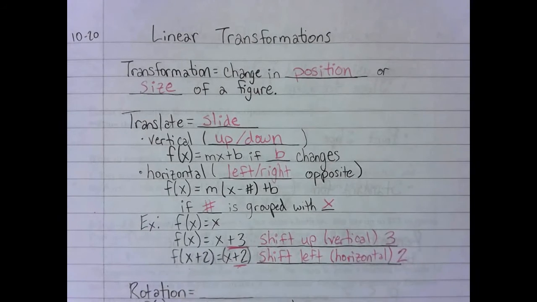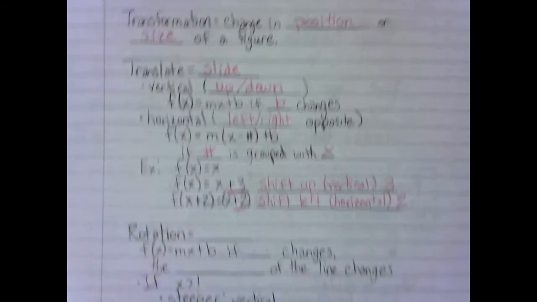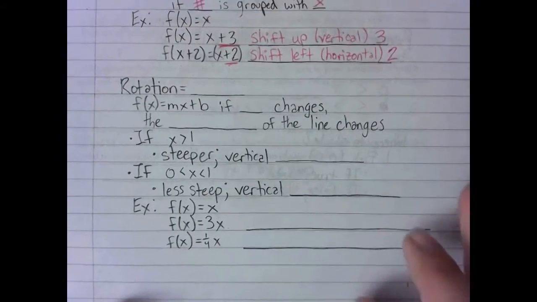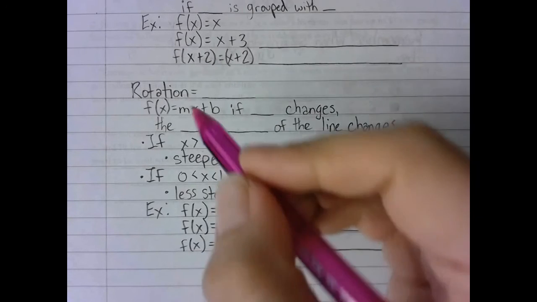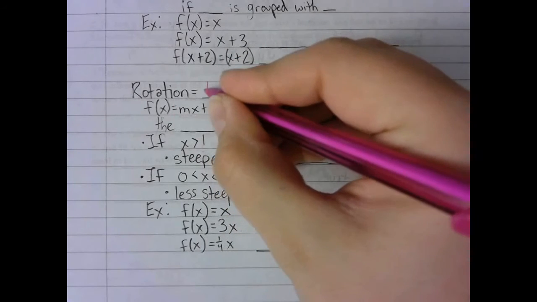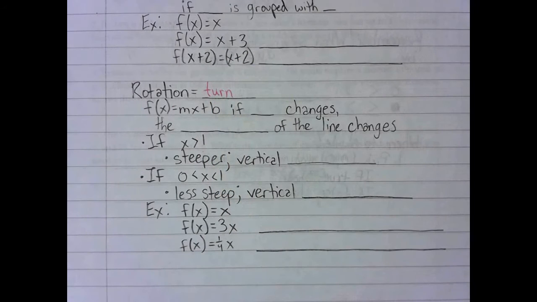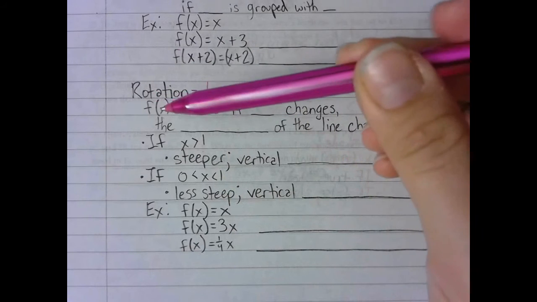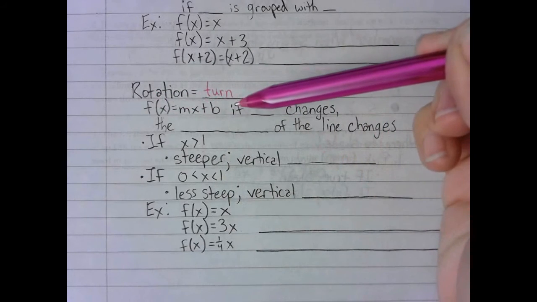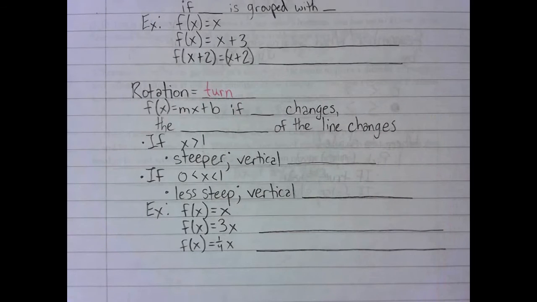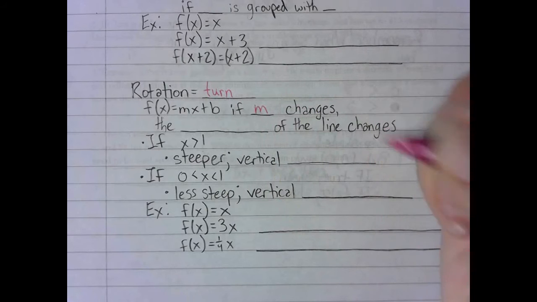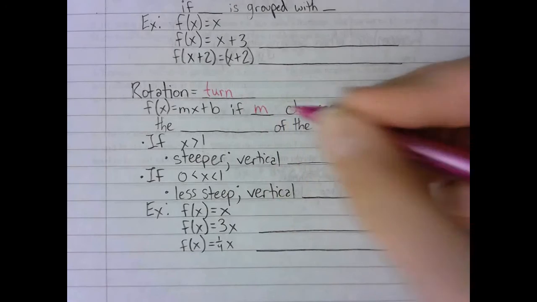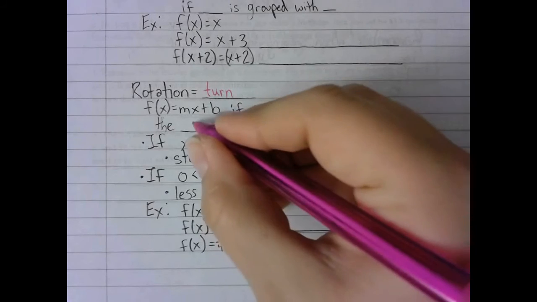Let's move on to rotation. Okay, our other type of transformation is rotation. When I say rotation, I mean turn. So if our linear equation is in the format f of x equals mx plus b, remember that's slope-intercept format, we're going to see a rotation if m changes. And remember, m is slope. So if m changes, that will change the steepness of the line.